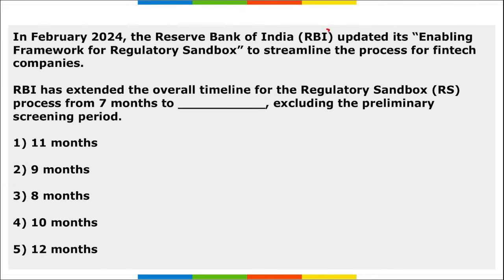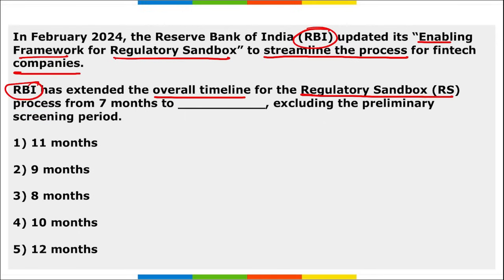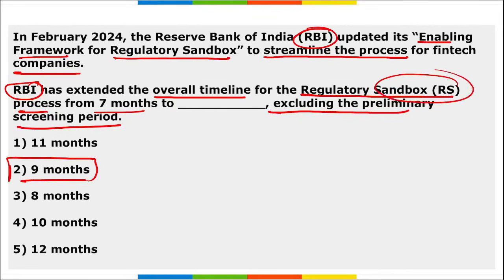Next, in Feb, RBI updated its enabling framework for the regulatory sandbox to streamline the process for fintech companies. RBI has extended the overall timeline for the regulatory sandbox process from 7 months to how many months, excluding the preliminary screening period? So RBI has extended the overall timeline for the regulatory sandbox from 7 months to 9 months. First thing. Now there will be a sandbox. What is this sandbox?